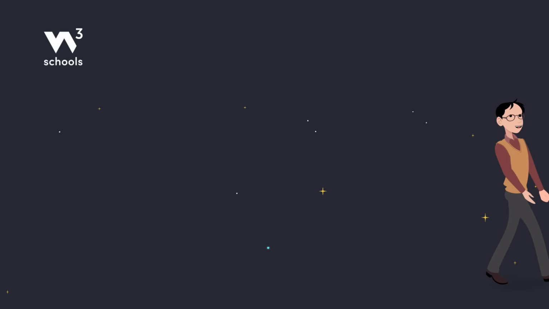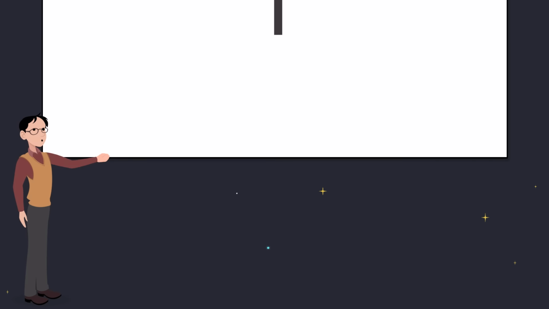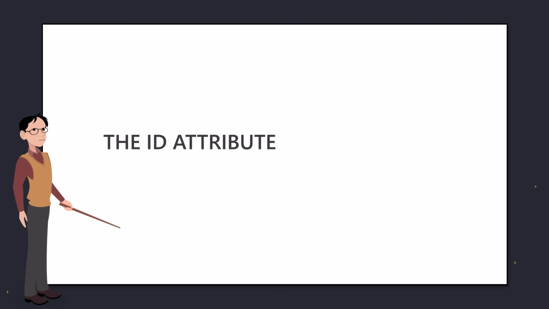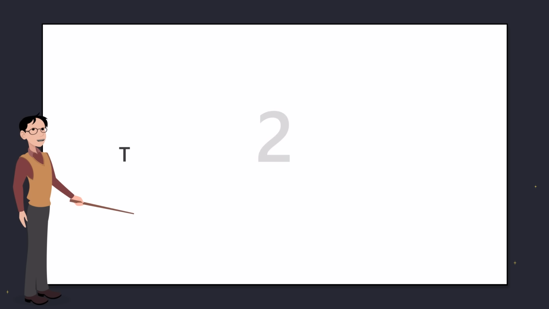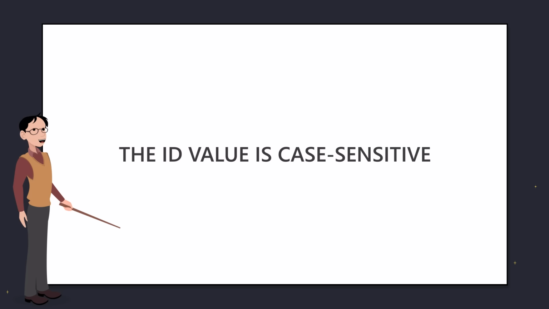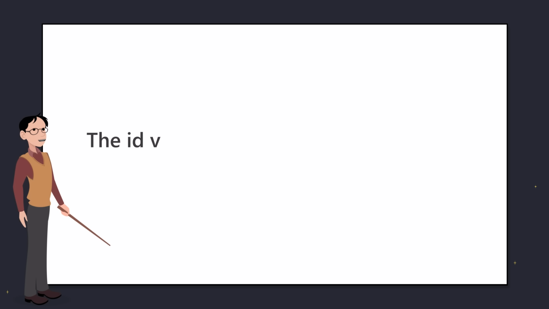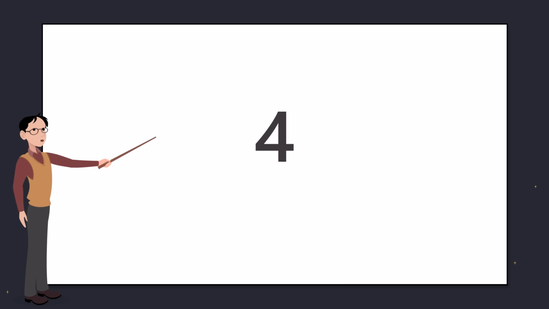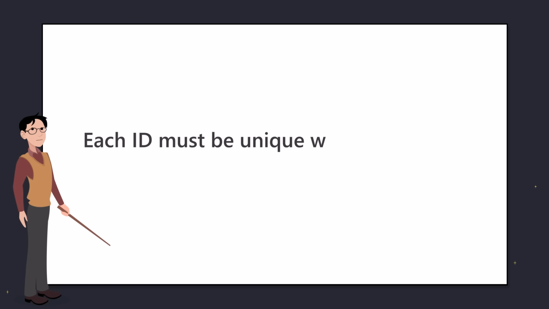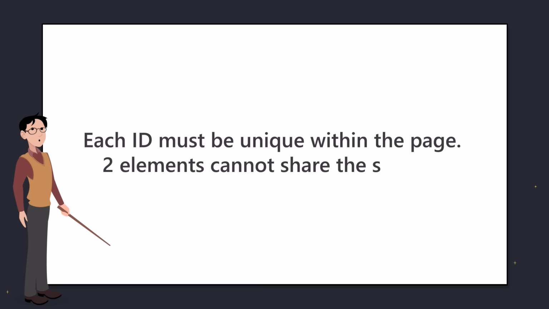Before we finish this lesson, let's go over some rules for the HTML ID attribute. 1. The ID attribute can be used on any HTML element. 2. The ID value is case sensitive. 3. The ID value must contain at least one character and must never contain white spaces. And 4. Each ID must be unique within the page. Two elements cannot share the same ID.